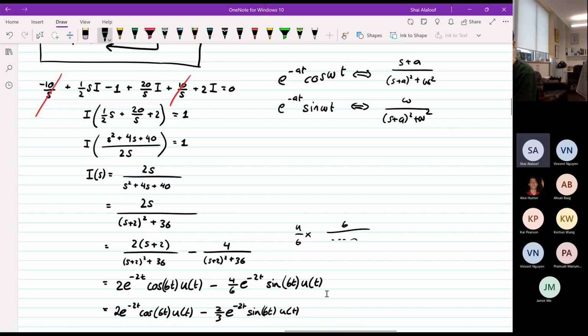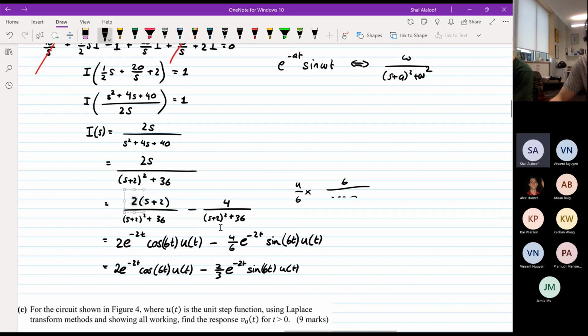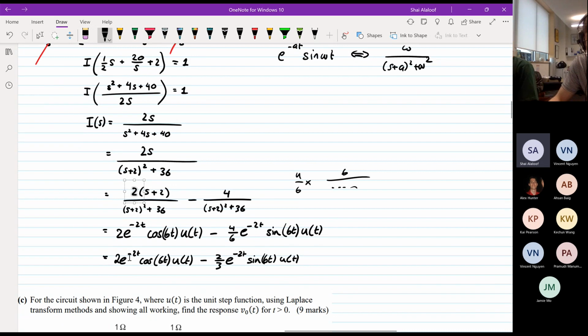And don't forget the u of t's, because that's how the Laplace transform works. They're absolutely necessary, because the Laplace transform only works for t greater than 0. So don't forget the u of t's. And that's your final answer. All I've done in the last step is go from 4/6 to 2/3. But yeah, that was relatively simple.